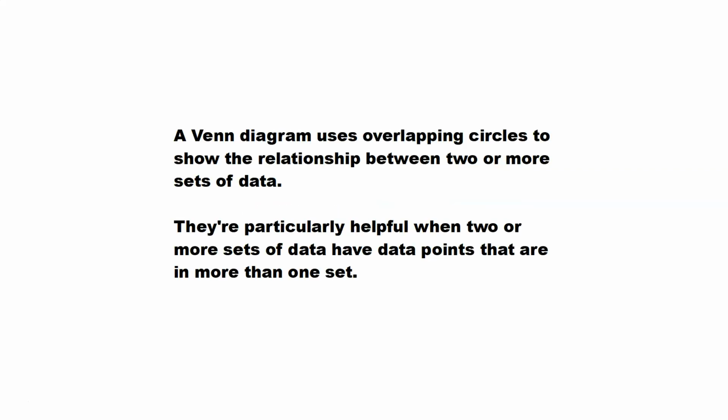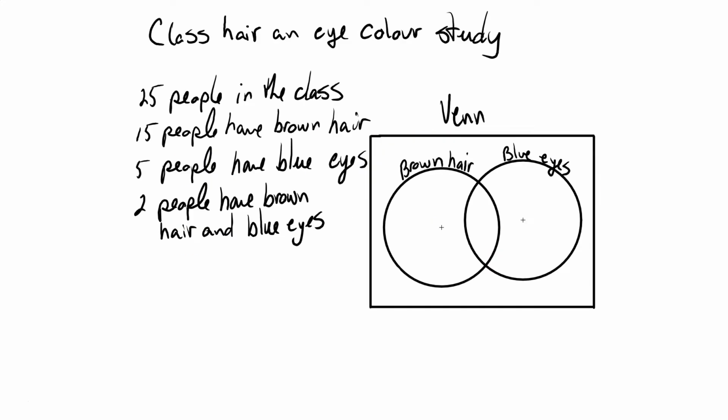We're going to start with a brief introduction to Venn diagrams in case you're not already familiar with them. A Venn diagram uses overlapping circles to show the relationship between two or more sets of data. They're typically helpful when two or more sets of data have data points that are in more than one set. Let's look at a diagram. It'll become a little more clear.